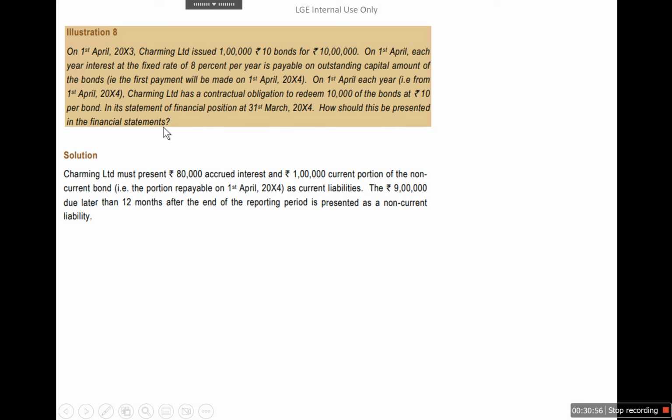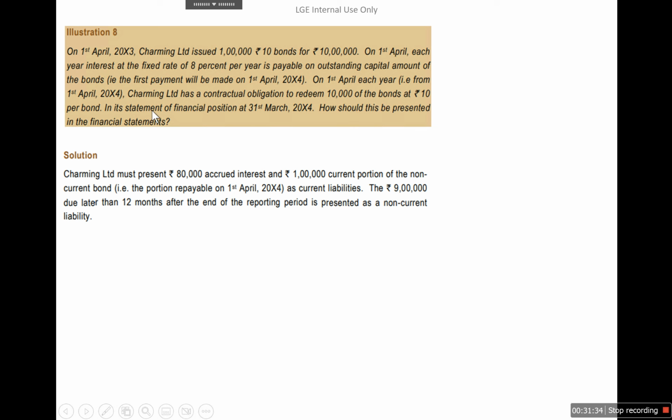So there are two things. One is the payment of interest, and another is the payment of the bonds. It has issued 1 lakh of bonds, and each year at a rate of 8% interest is payable on the outstanding capital amount of the bond, and the first payment will be on this date. There is a contractual obligation to redeem 10,000 of the bonds.